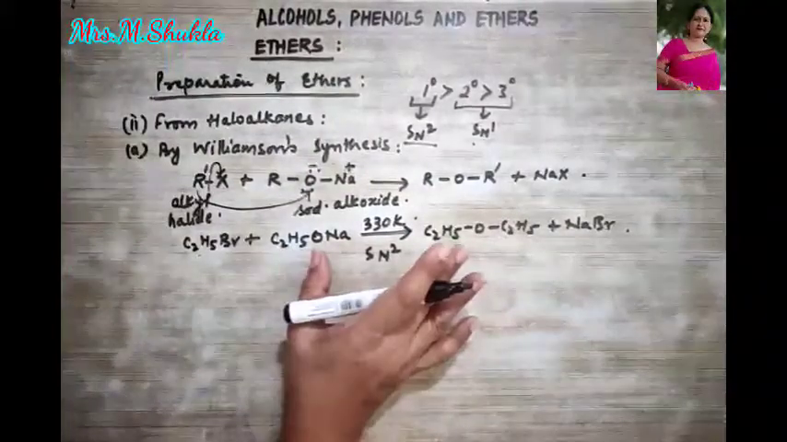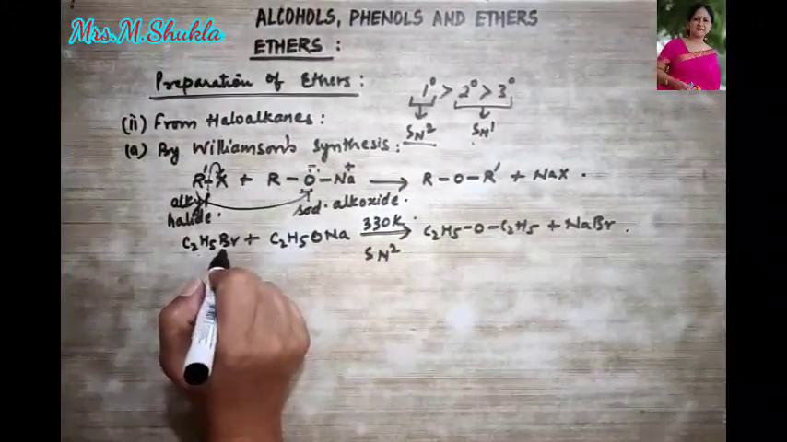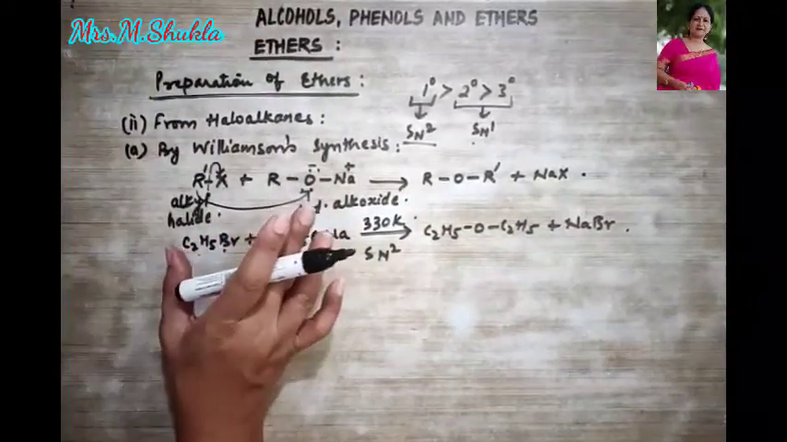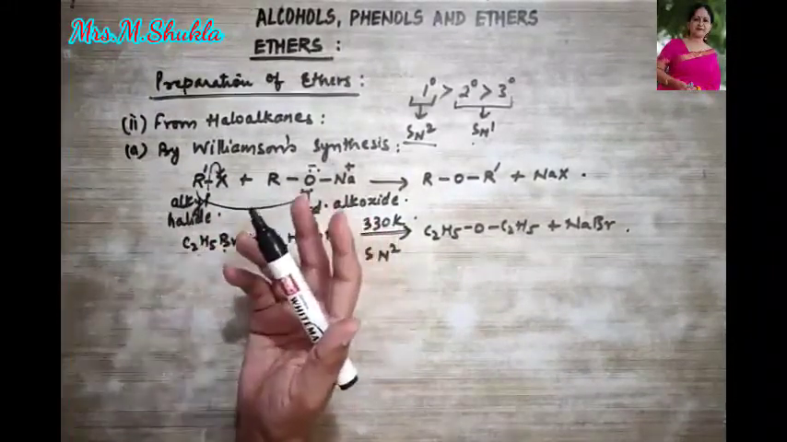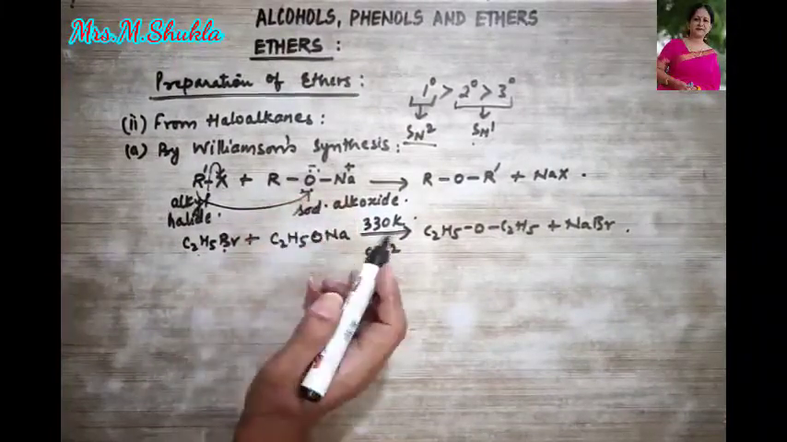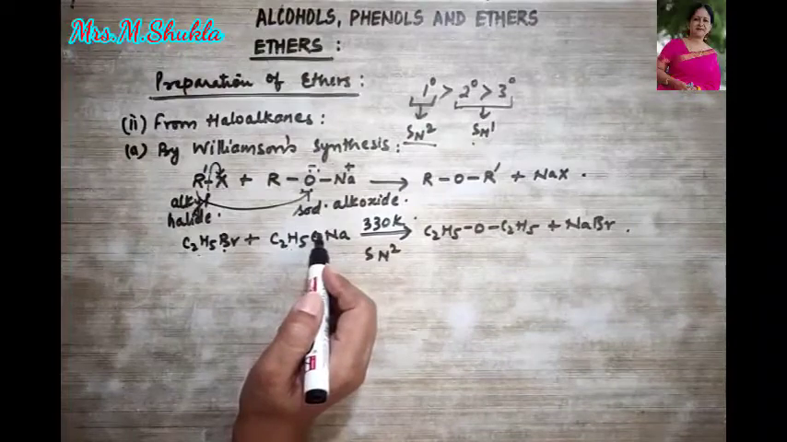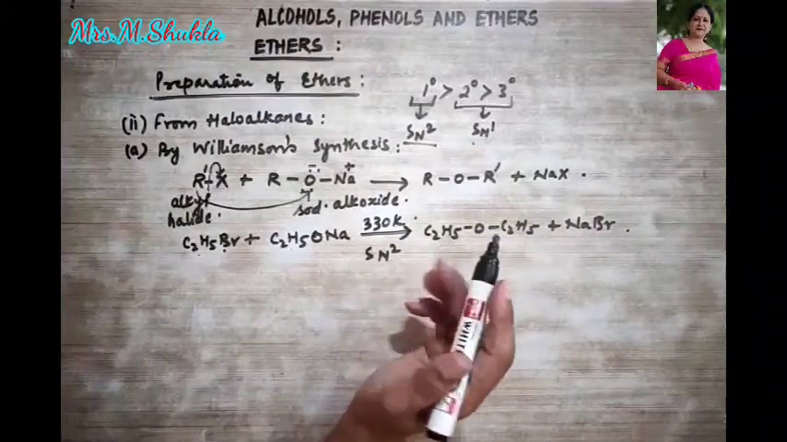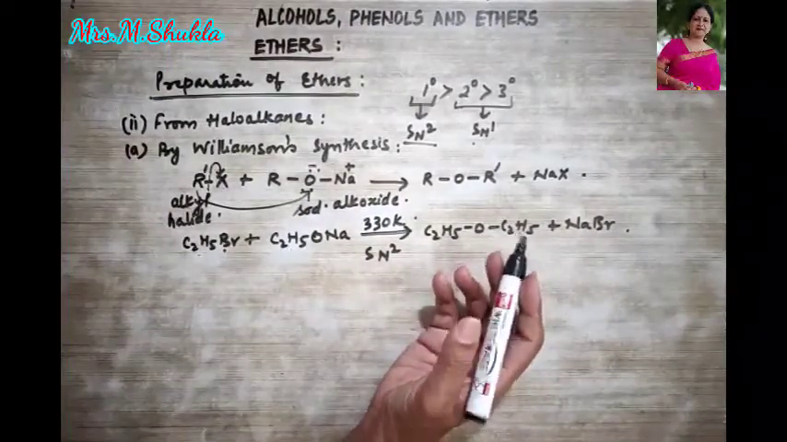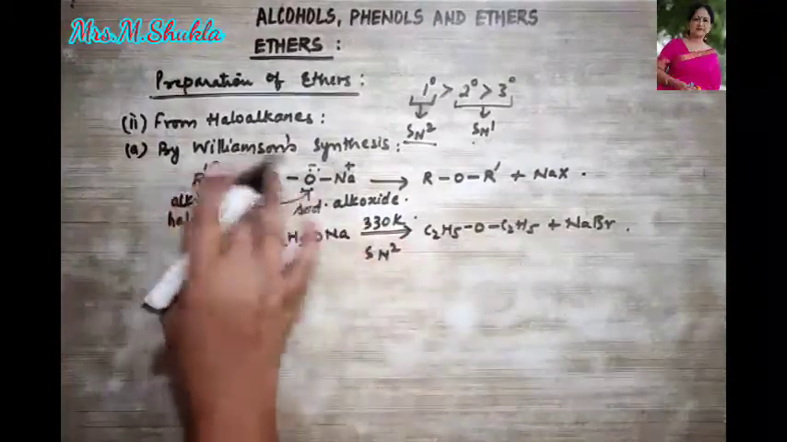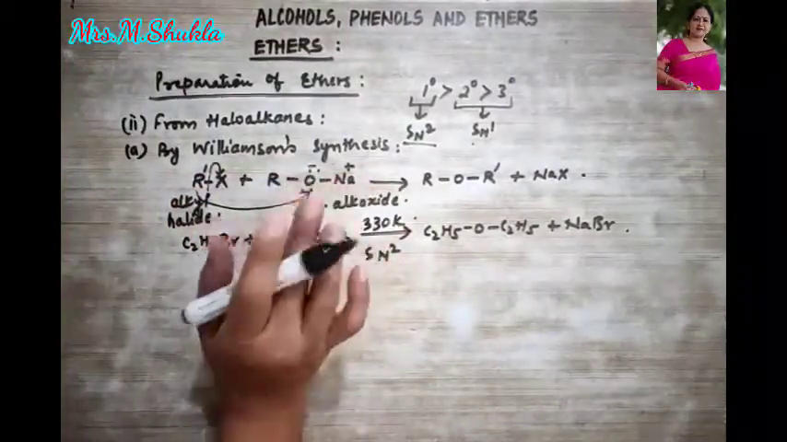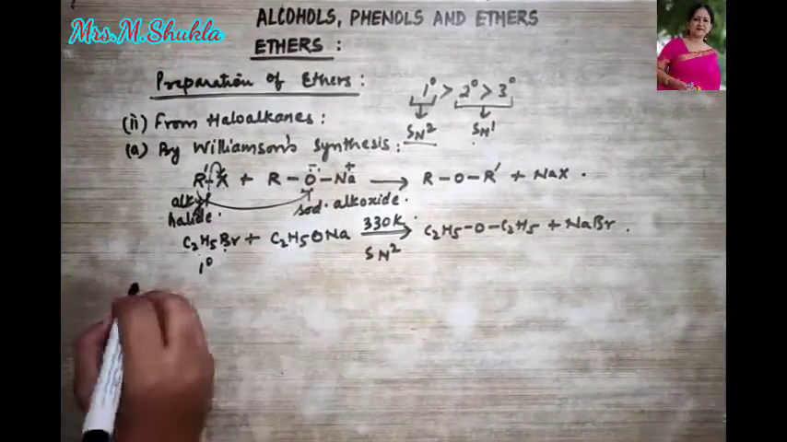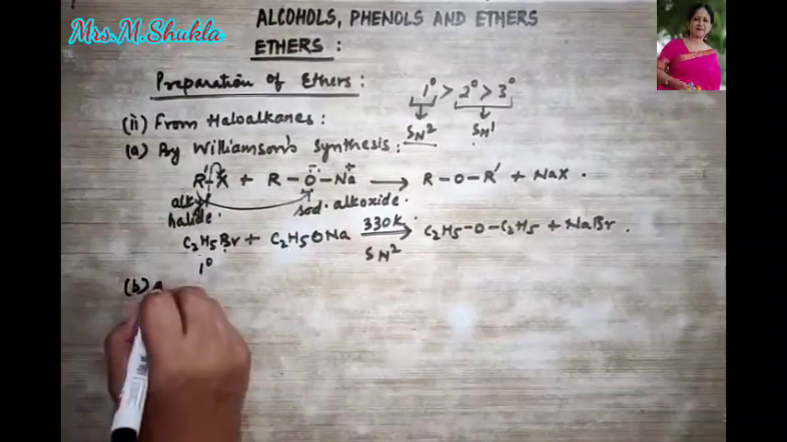Now this method is not applicable when the alkyl halide used is tertiary. Tertiary halides are highly susceptible to dehydrohalogenation in the presence of sodium alkoxides, which act as strong bases. So they do not form ethers, but they form alkenes, and thus they do not show Williamson synthesis. Williamson synthesis is only shown by primary alkyl halides.